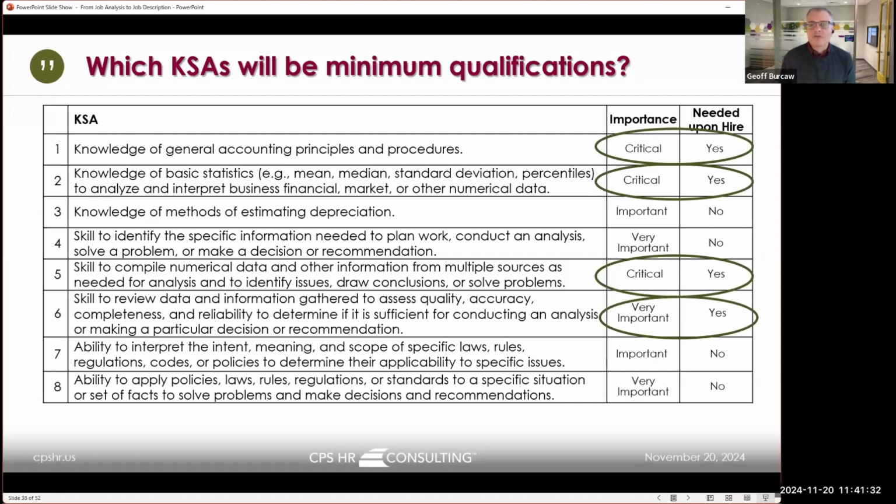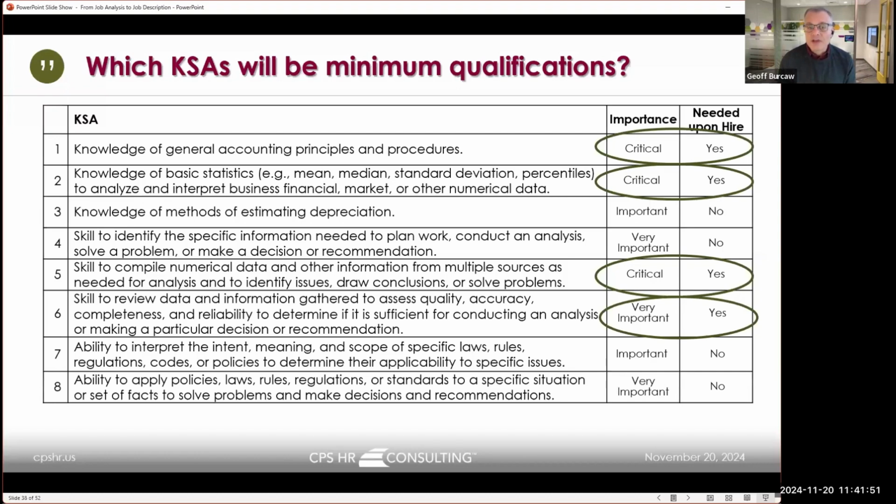And we also want to look for things that are very important to critical. I mean, there are no real rules to this except that it should be things that are needed upon hire, needed upon entry, but then it can be helpful to identify which ones are most critical. We may want to list only those.